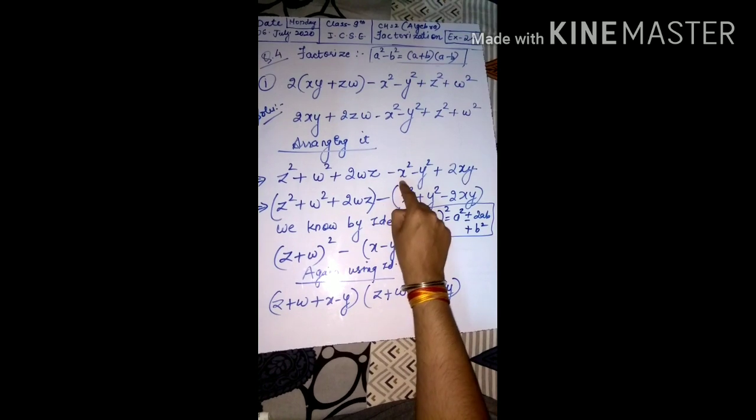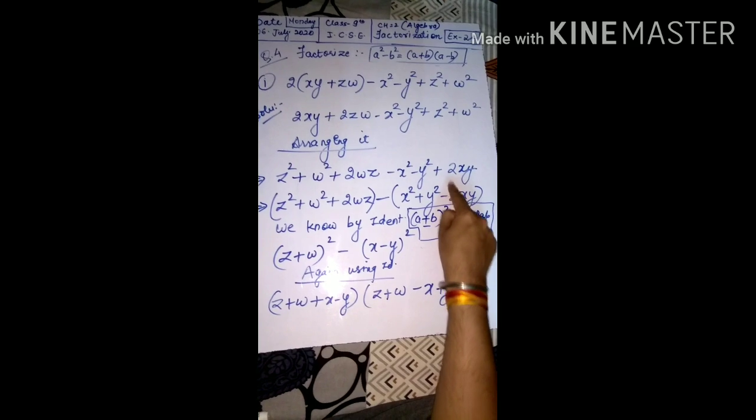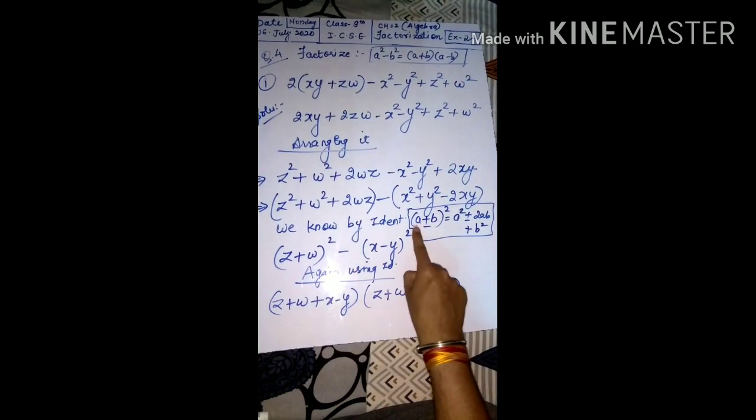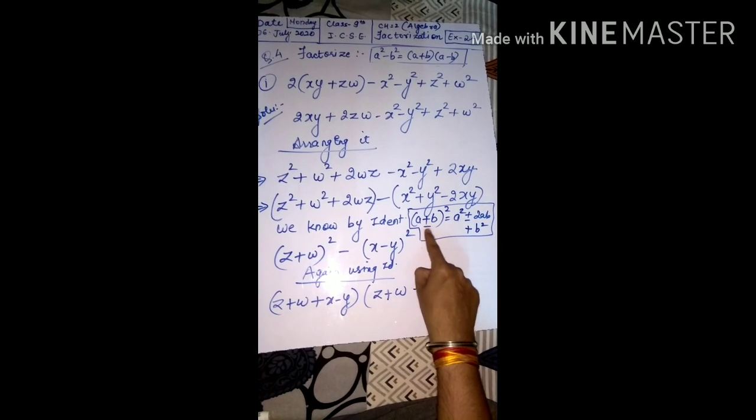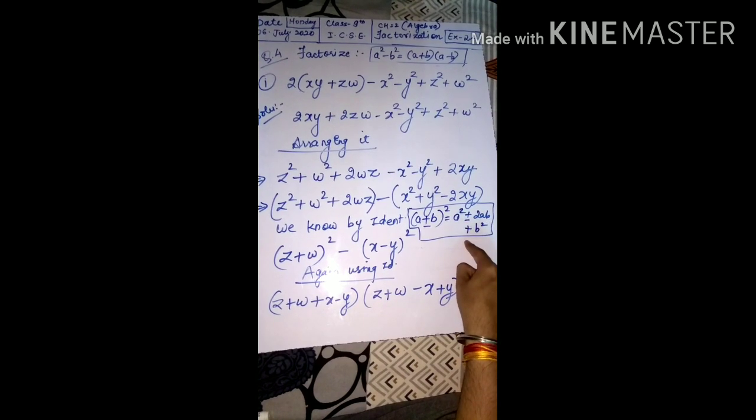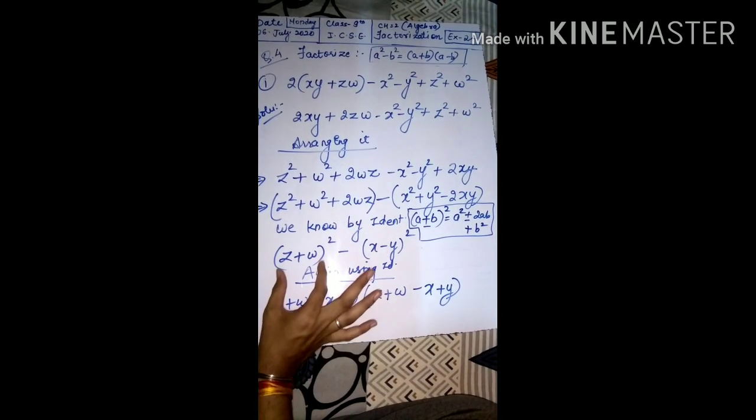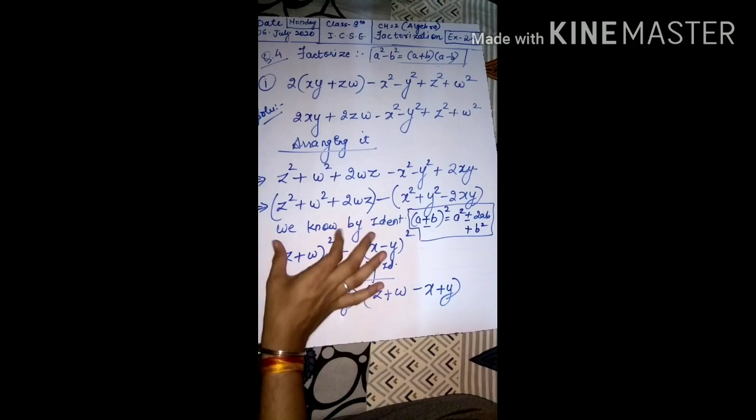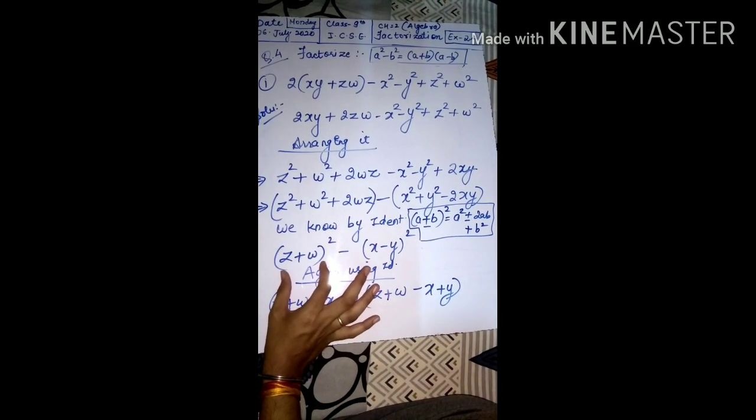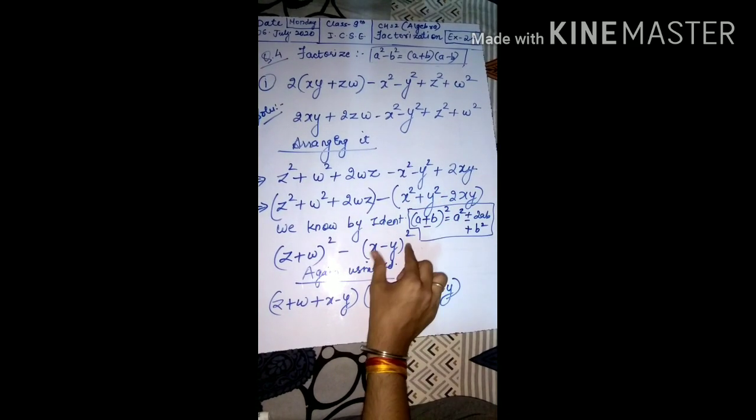On taking minus common, in the bracket we are left with x square plus y square minus 2xy. Now we know by identity that a plus b the whole square and a minus b the whole square is a square plus minus 2ab plus b square. So this is the already expanded identity, and this is the factored one. So in place of this we can write it by the identity: a square plus b square minus 2ab, so x minus y the whole square.